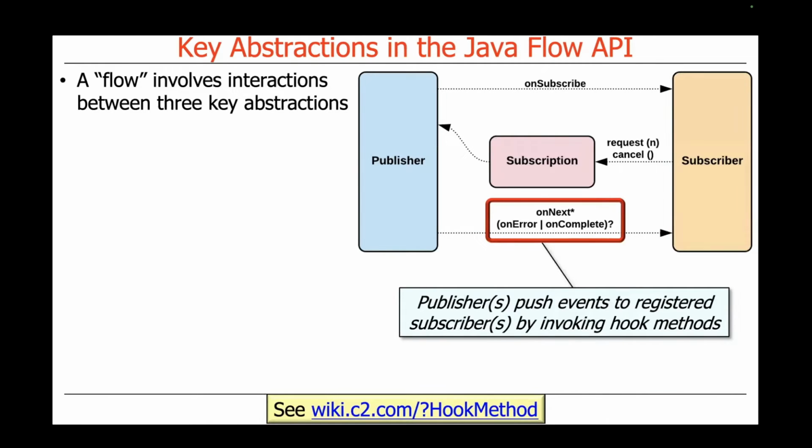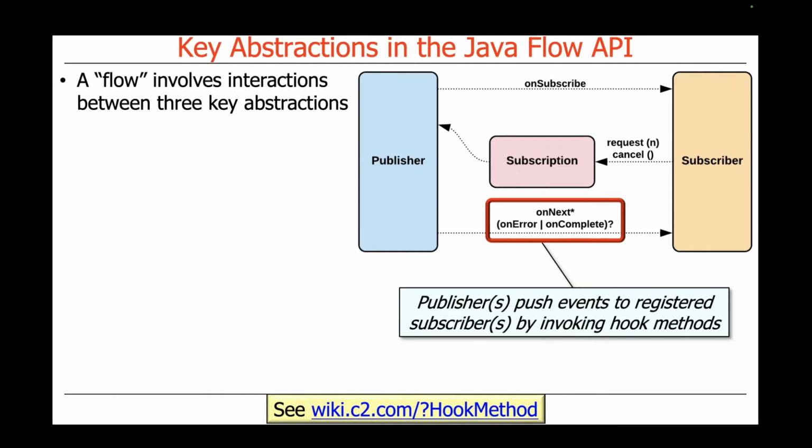Publishers can push events to the subscribers that register with them by invoking so-called hook methods, which are just virtual methods that can be overridden in various ways by either the Reactive Streams infrastructure and or by application developers. And you can see that there are three primary hook methods: onNext, onError, and onComplete. You can also see there's a little regular expression here that illustrates what types of events can flow.